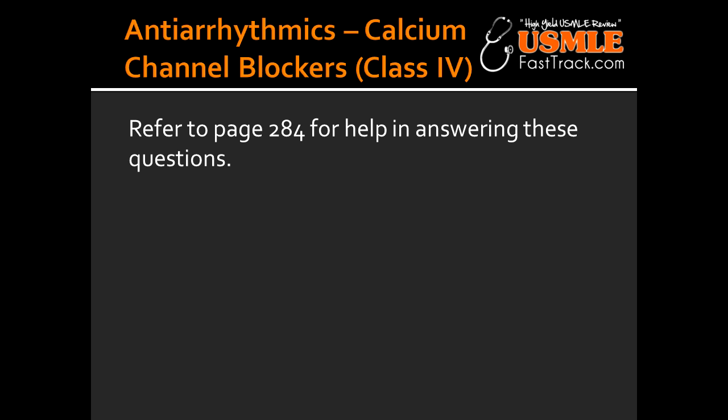test. Class 4 antiarrhythmics. What are the class 4 antiarrhythmics? The class 4 antiarrhythmics are the calcium channel blockers. Name some of the calcium channel blockers that can be used as antiarrhythmics. The calcium channel blockers that can be used as antiarrhythmics are verapamil and diltiazem. What is the mechanism of action of the class 4 antiarrhythmics, the calcium channel blockers? The mechanism of class 4 antiarrhythmics is to decrease the conduction velocity, increase the effective refractory period, and also increase the PR interval.